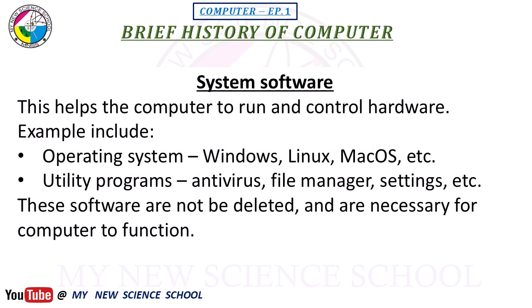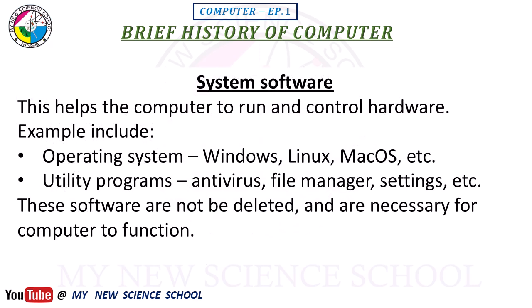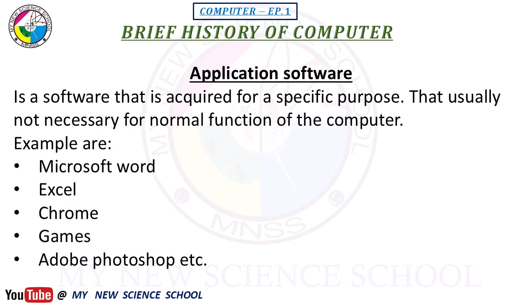So now let's move to application software. We have two types of software, system software and application software. We discussed system software. Now, what is application software? The definition is that it is software that is required for a specific purpose. That simply means those software that you need for your own types of activity.